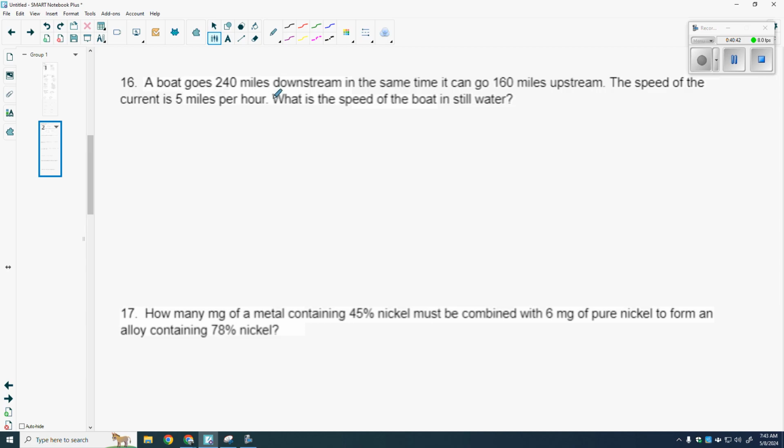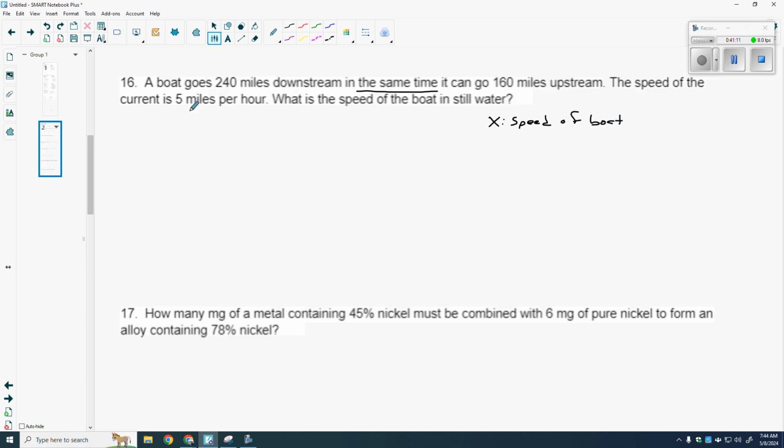Okay, as I read through here, I'm looking for some way I can write an equation. I'm looking for two quantities that are the same. A boat can go 240 miles downstream in the same time as it can go 160 miles upstream. Speed of the current is 5 miles per hour. Oh, now we have it backwards. So now I know the speed of the current, but I want the speed of the boat in still water.